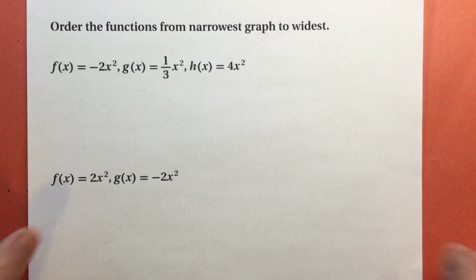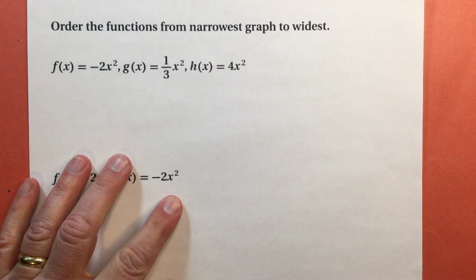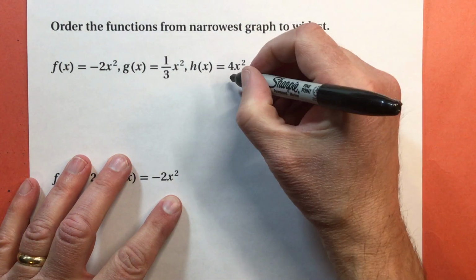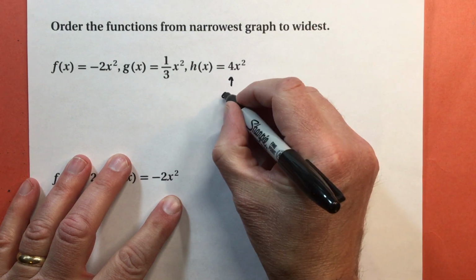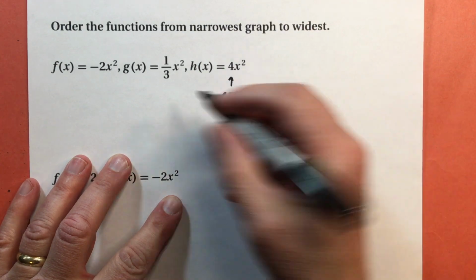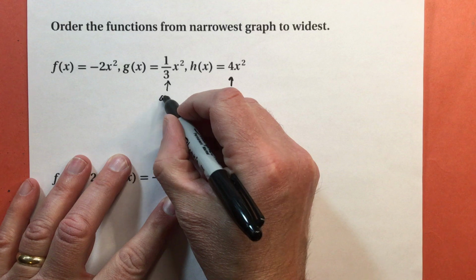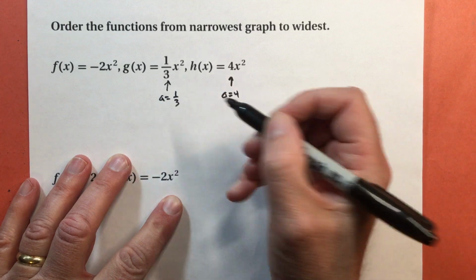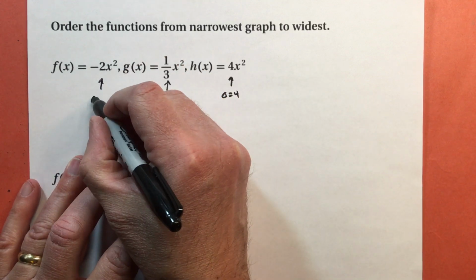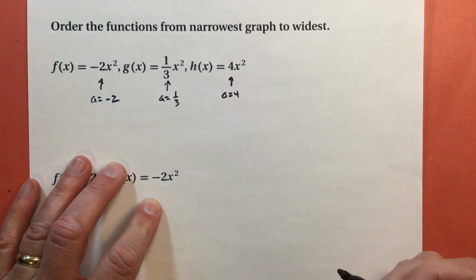All we want to do is put these graphs in order from the narrowest graph, that's the skinniest one, to the widest graph. So I look at the number that's being multiplied by the x squared. For right here, a equals 4. For right here, a equals 1/3. For right here, a equals negative 2.